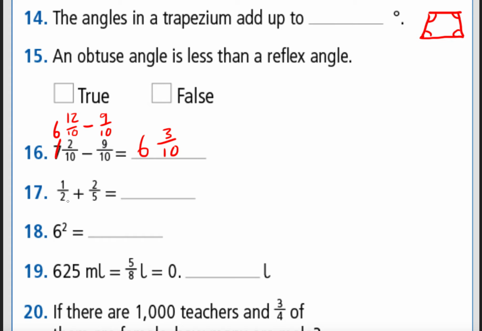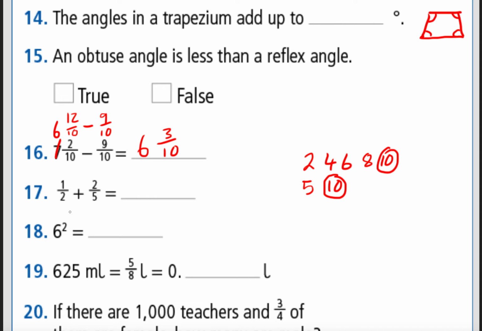Number 17, we can't add these up because they're different, so we need to work out what 2 will go into and what 5 will go into. So if we do the multiples, the multiples of 2 are 2, 4, 6, 8, 10. Multiples of 5 are 5, 10, and we can stop there because they'll both go into 10.